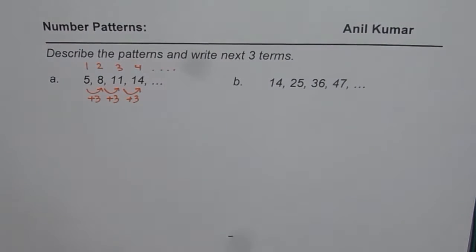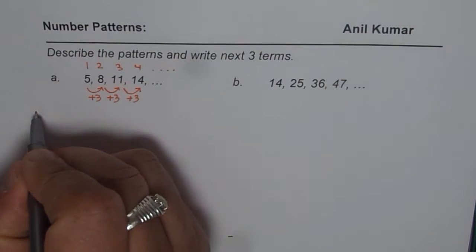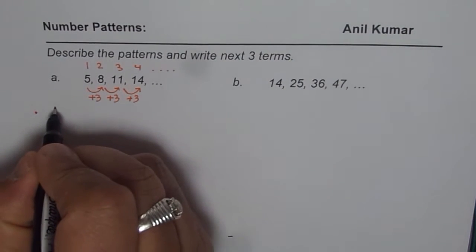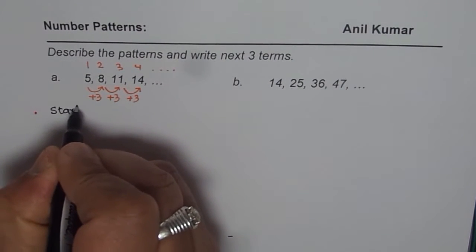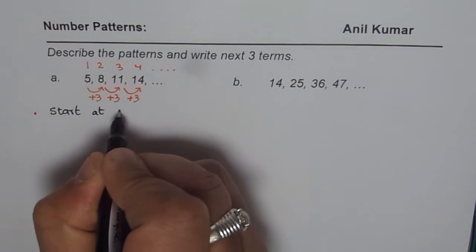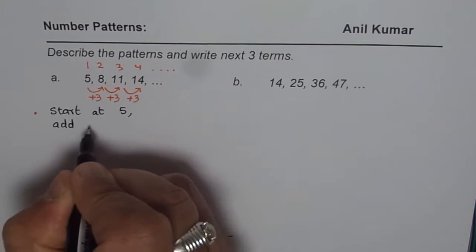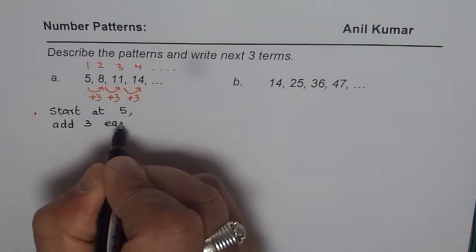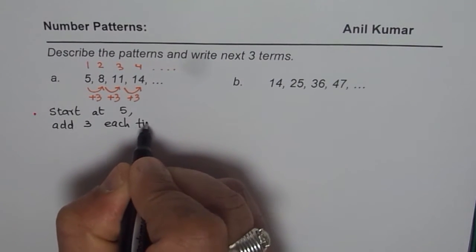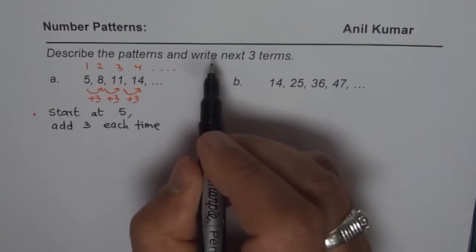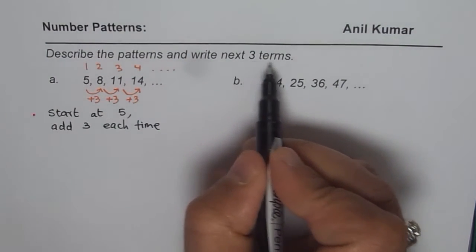So one way to describe the pattern is, let me write down one way, which we just figured out, and that is: start at 5, and then what did we do? Add 3 each time. So this is a way to describe this pattern. Now the next part is write next three terms.